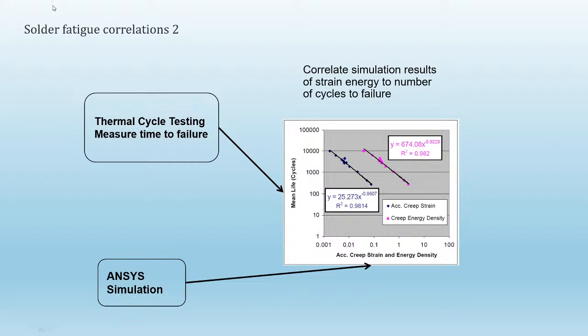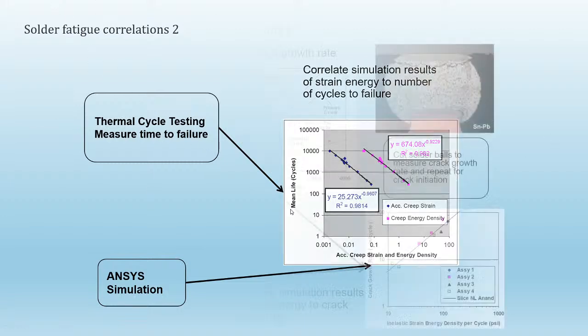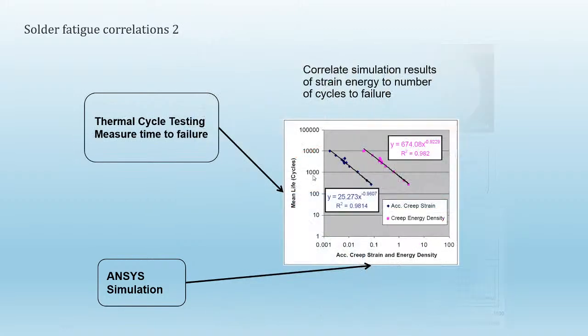So this is another method, where here we have the mean life. Rather than trying to figure out how fast the crack is growing, here we're just saying when does it fail, and then the simulation says accumulated strain or energy density. This is the first graph I showed earlier. And this is also really useful because if I have a value of 1 for the energy density, then I know that this particular package will last 1,000 cycles.